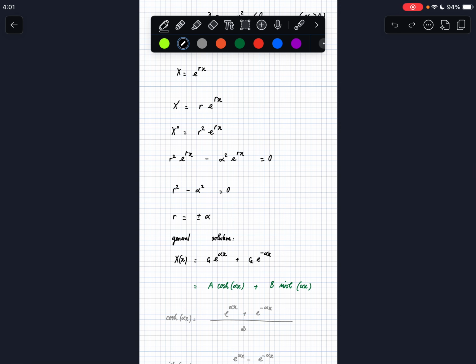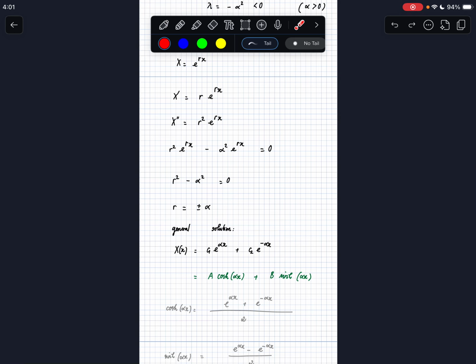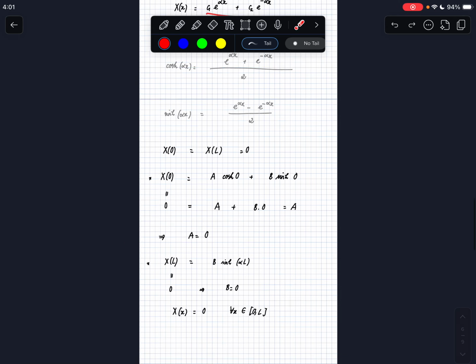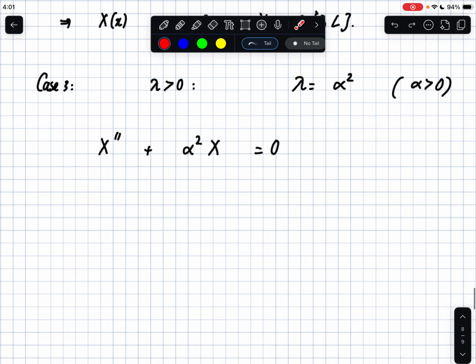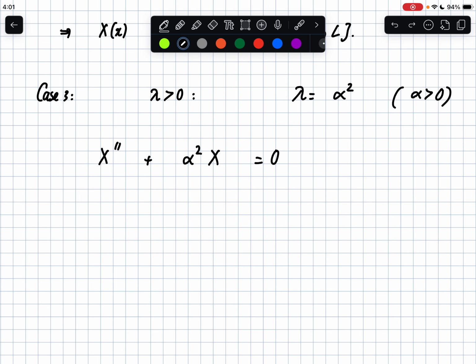In this case, because alpha square, r square plus alpha square gives us imaginary roots. That's why we use the Euler formula. You bring this one to the cos and sine. So this one is similar to case 1. This one I will just do it quickly.